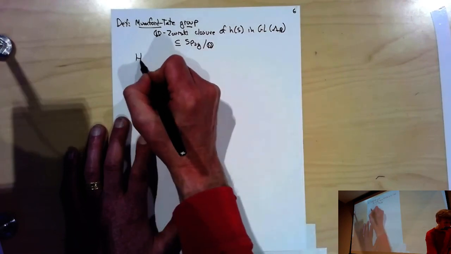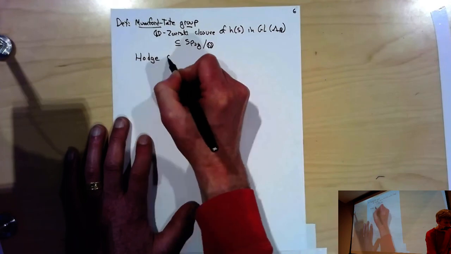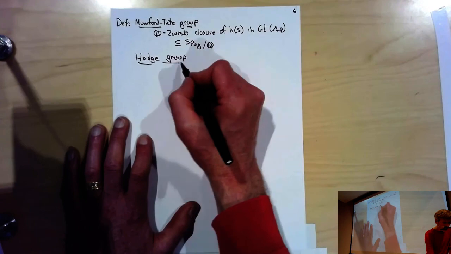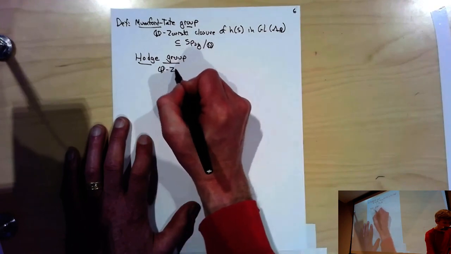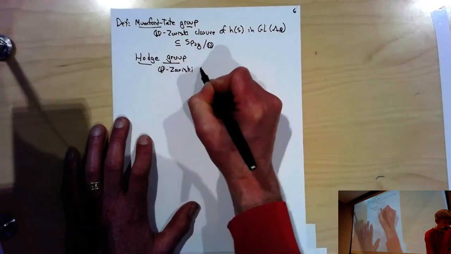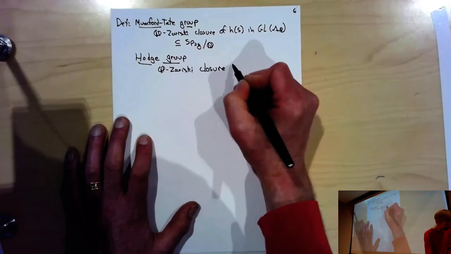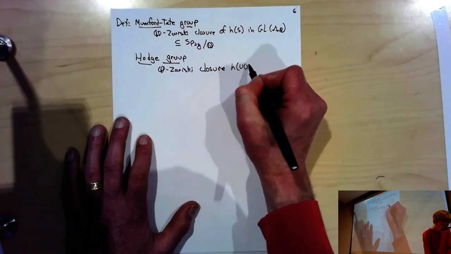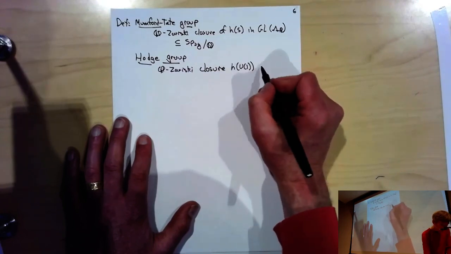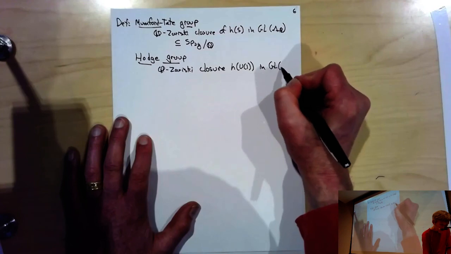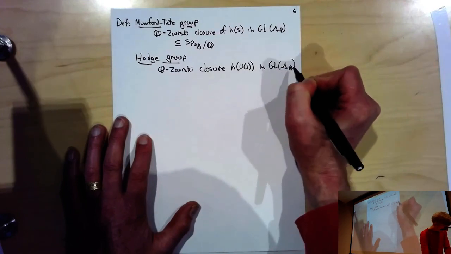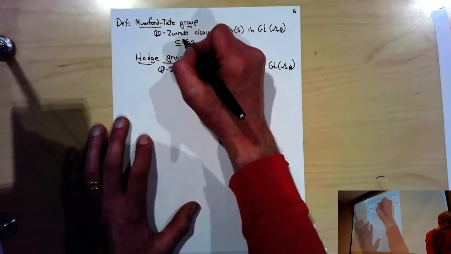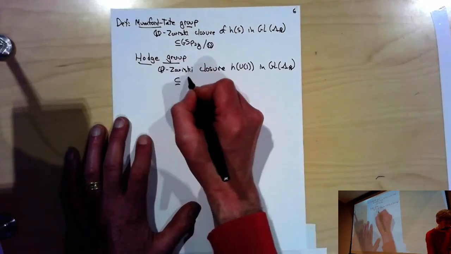And then we define the Hodge group analogously. So now this is going to be the Q-Zariski closure of, now we're going to restrict ourselves to the Hodge circle. So we're going to take h of U1, U1 we embedded inside our Deligne torus. And this is going to be, sorry, I made a mistake here. The Mumford-Tate group is in GSp2g, and the Hodge group is in Sp2g.